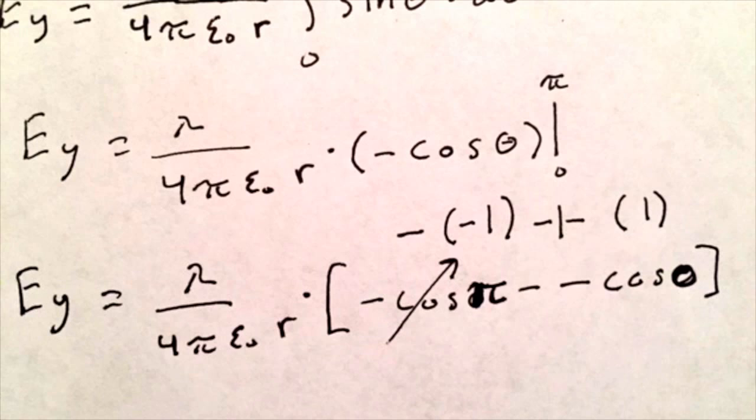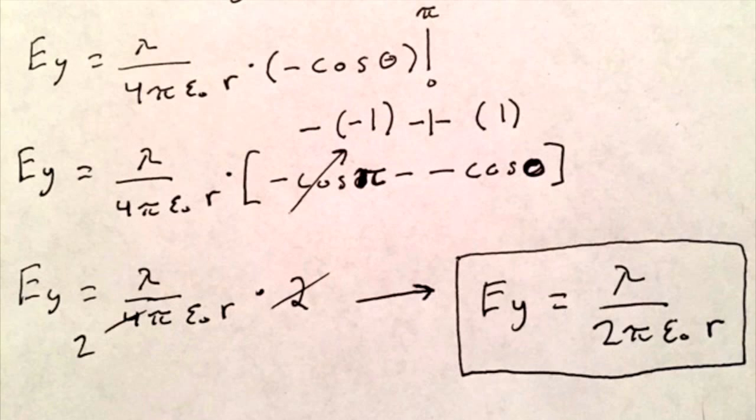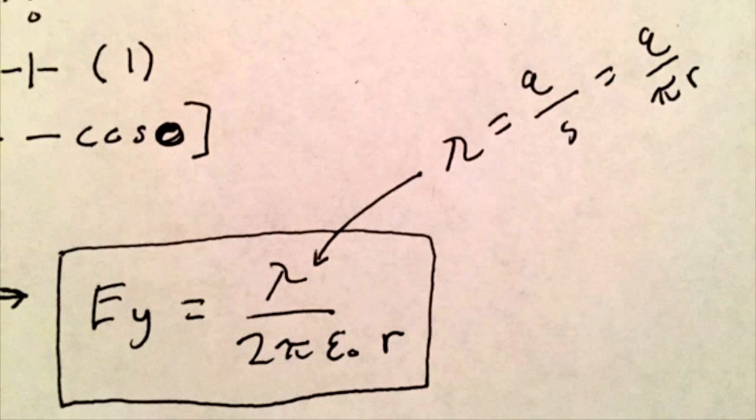As we evaluate this integral, we get negative cosine pi minus negative cosine 0. We know that negative cosine pi equals negative negative 1, which is 1, and we know that a negative minus a negative is positive, and cosine 0 is just 1, which ultimately yields 2. Now that we've evaluated the integral, we can see that the resulting 2 cancels with the 4 on the bottom, giving us 1/2. We have now arrived at our final form: E equals lambda over 2 pi epsilon naught r.